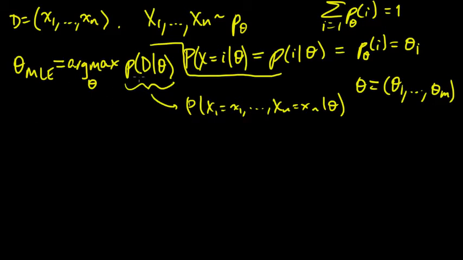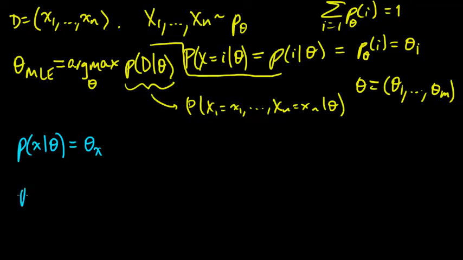Okay, so we want to compute this argmax. We need some expression for P of D given theta. So first let's try to get an expression for P of x given theta, just a single one, and then maybe we can get this from that. What's this? This is just the probability that X, the random variable, takes this value, and that's exactly what we defined to be theta sub i, or rather theta sub x in this case.